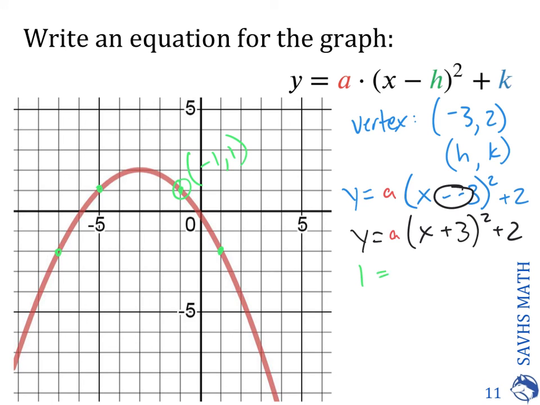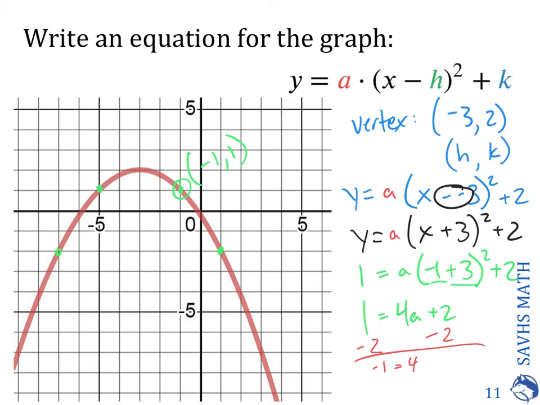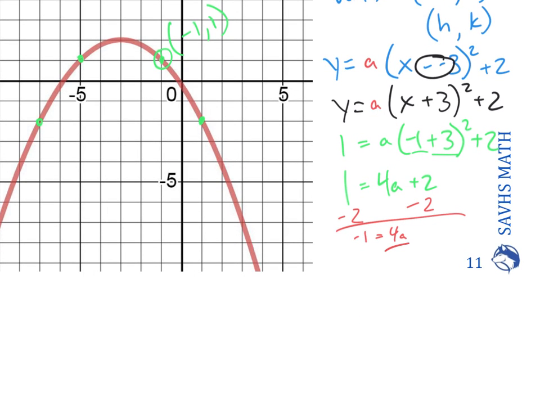So 1 equals a times (negative 1 plus 3) squared plus 2. Negative 1 plus 3 is positive 2. 2 squared is 4. So I have 4a plus 2 on this side, and I have 1 over here. Minus 2, I get negative 1 equals 4a. Divide both sides by 4, and I get a equals negative 1/4.